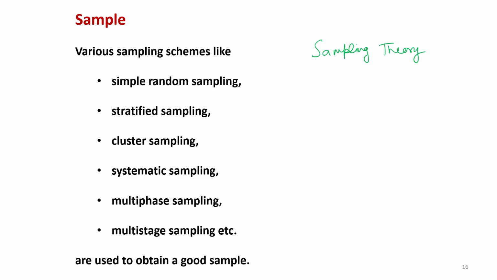I'm not going into the details of sampling theory, but just for your information, there are various types of sampling schemes, like simple random sampling, stratified sampling, cluster sampling, systematic sampling, multi-phase sampling, multi-stage sampling, and they are all used to get a good sample, right?